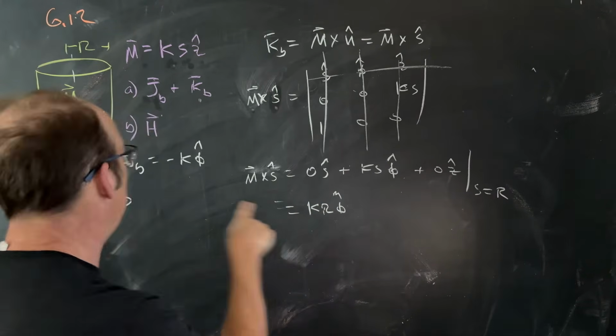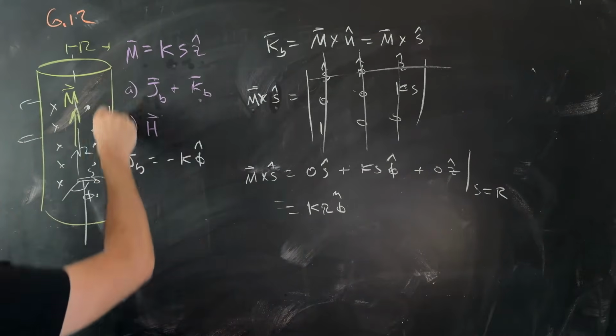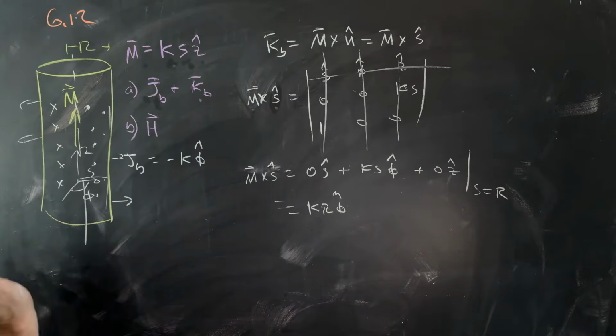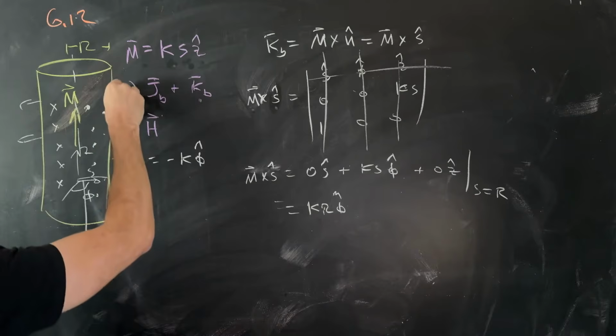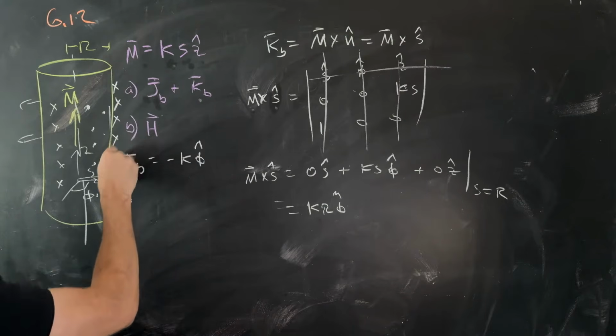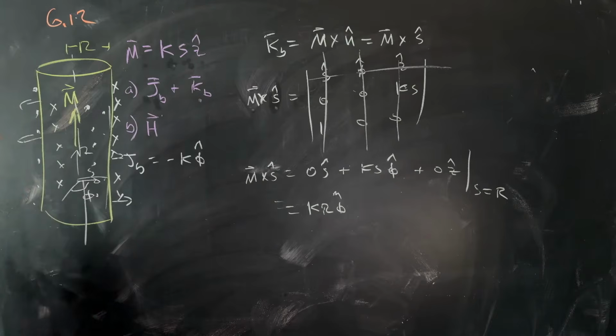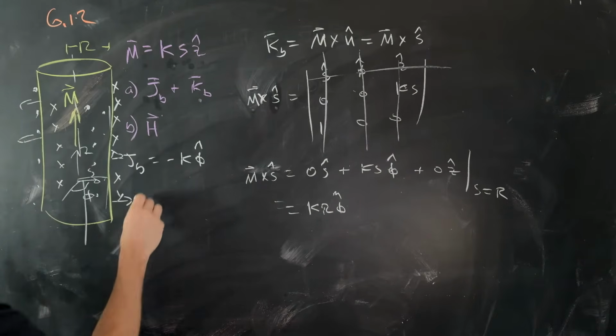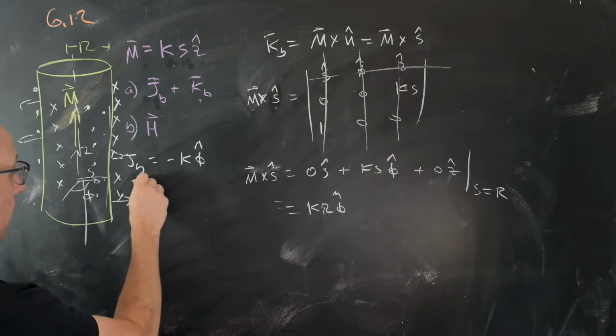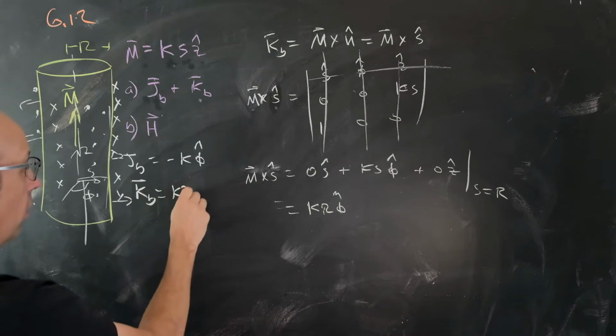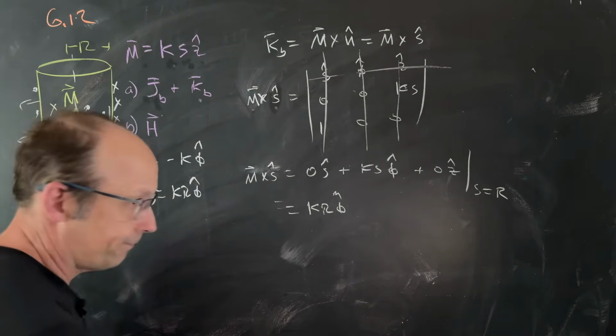Notice it's in the opposite direction up here. So on this surface current, it's going to be going into the page. So it'll be like this. This is K. And then over here will be coming out. OK, so these two things are important. K_b is k R phi hat.